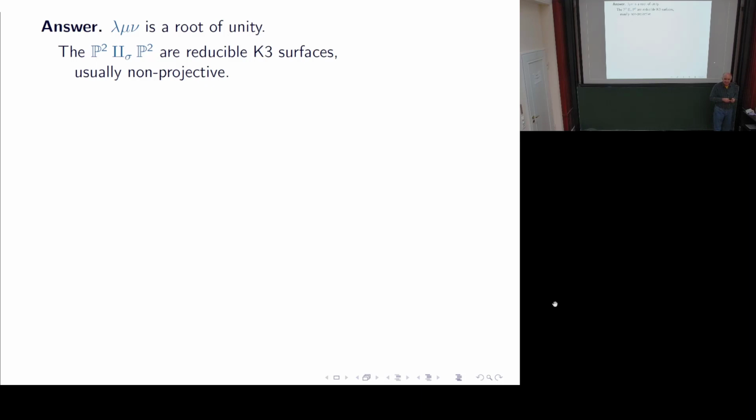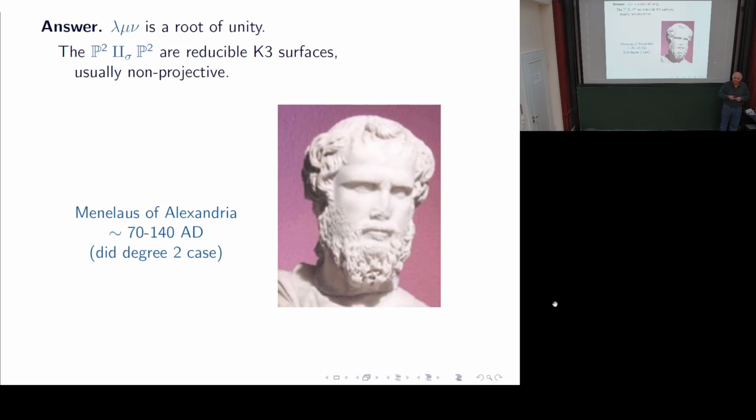Now, the degree 2 case has been considered some time ago. The question is, when do you get a projective K3 surface this way that has degree 2. And the correct reference is Menelaus of Alexandria.